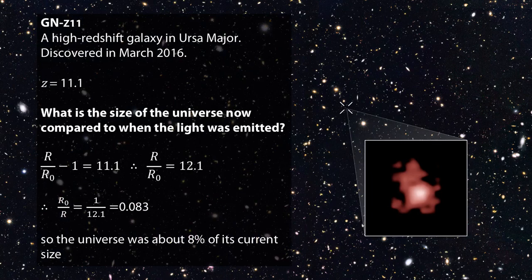The other piece of information is the scale factor information, which can tell us the size of the universe as a percentage of ours when this was emitted. So r over r0 minus 1 equals 11.1. Therefore, r over r0 equals 12.1. Therefore, r0 over r equals 1 over 12.1 equals 0.083. So r0 as a fraction of r, the length when this was emitted as a fraction of our current length, is about 8%. So the universe was only 8% of its current size. And as I said, this GN-z11 is currently the most distant observed object that we know of in the universe.